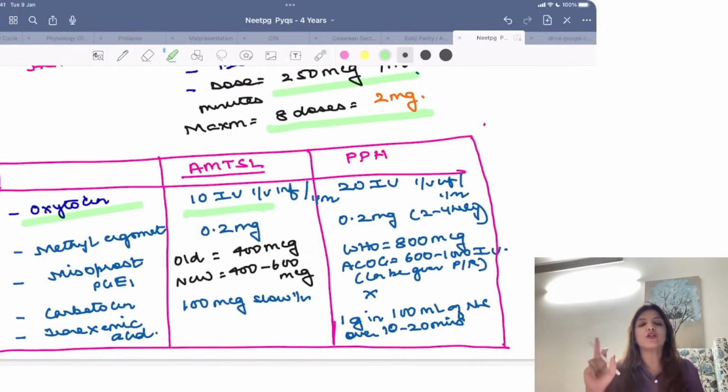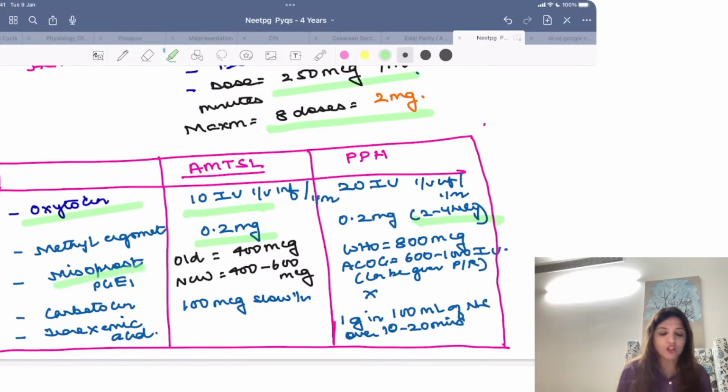Now, in PPH the dose of oxytocin is 20 international units. Methylergometrine dose is 0.2 mg. You can repeat it every 2 to 4 hours in case of PPH. Misoprostol, PGE1: the dose for active management is 400 micrograms. The new recommendations are 400 to 600 micrograms. And in PPH, WHO says 800 micrograms. ACOG says 600 to 1000 micrograms, right?